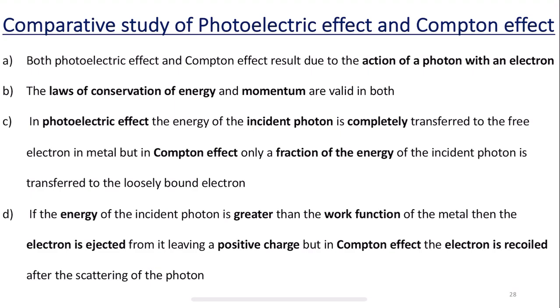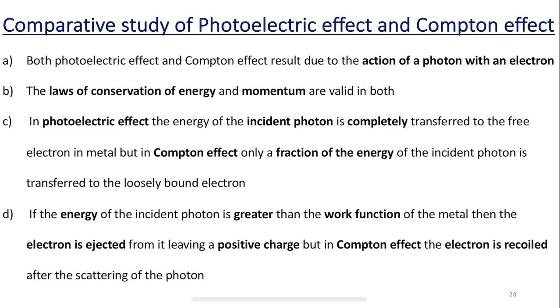And the third is that in the photoelectric effect, the energy of the incident photon is completely transferred to the free electron in the metal, but in the Compton effect only a fraction of the energy of the incident photon is transferred to the loosely bound electron.